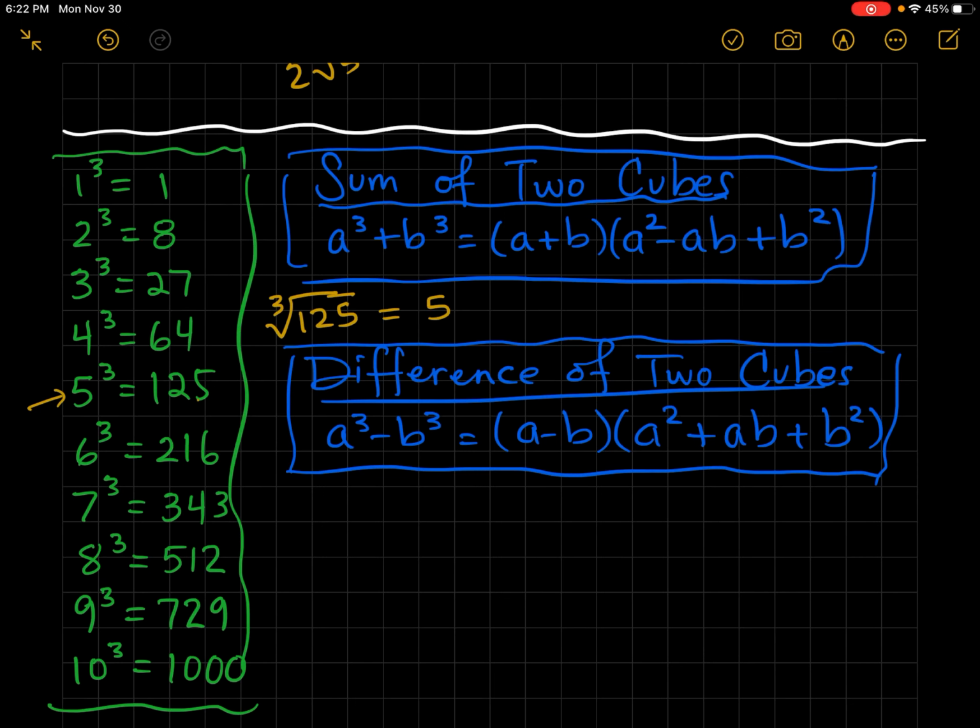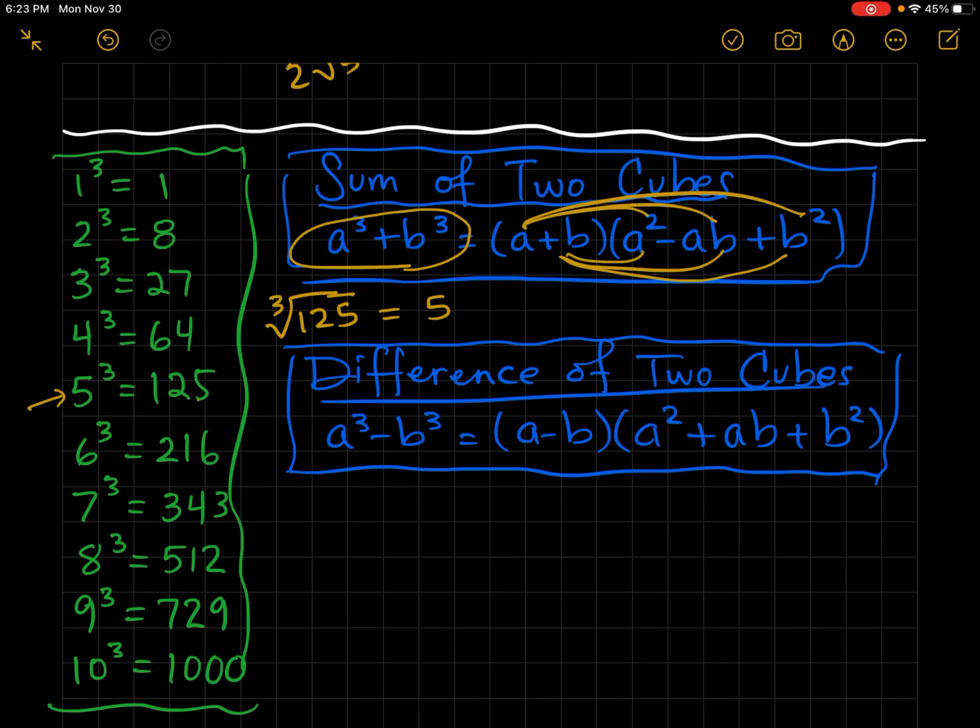Look at these 2 formulas. I want to let you know that if you distribute the A out and the B out and combine like terms, it will definitely end up just being A cubed plus B cubed. So this is how we start to factor the sum and difference of cubes.